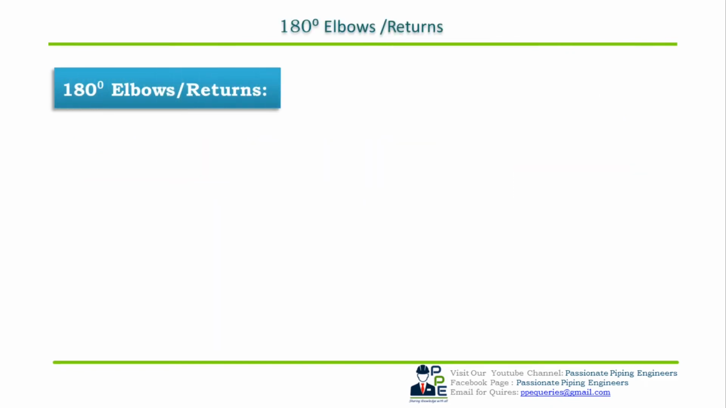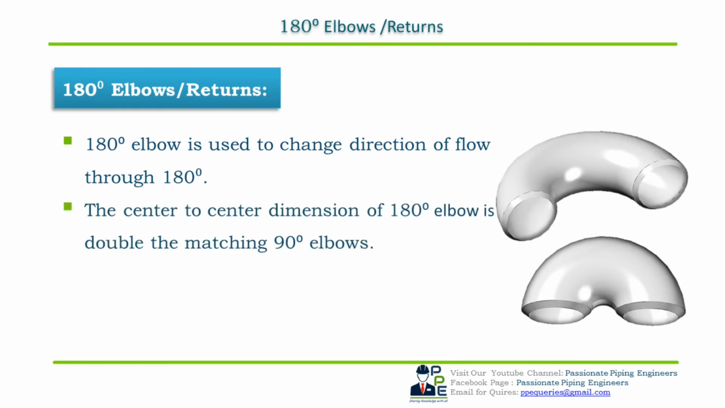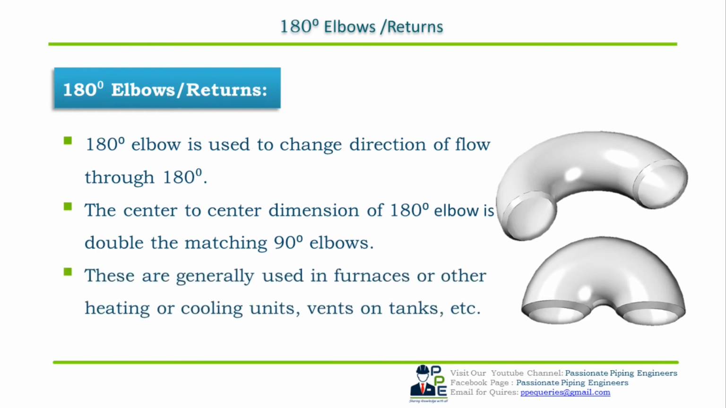180 degree elbows or returns. 180 degree elbows are used to change the direction of the flow through 180 degrees. The center to center dimension of a 180 degree elbow is double the matching 90 degree elbow. These elbows are generally used in furnaces or other heating or cooling units, vents on tanks, etc. The dimensional standard for 180 degree elbows is ASME B16.9.